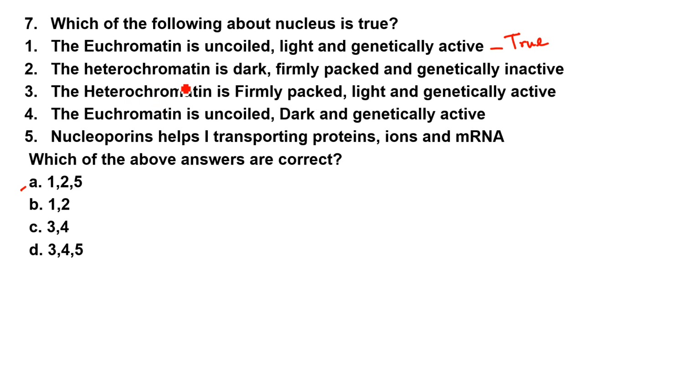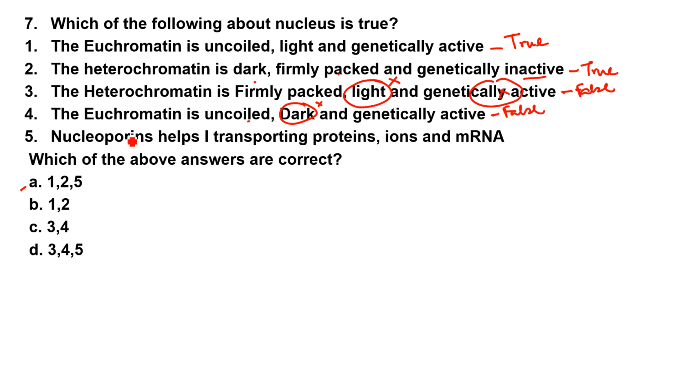Now coming to statement two: heterochromatin is dark, firmly packed, and genetically inactive. This statement is also true. Statement three: the heterochromatin is firmly packed, light. This is wrong. Heterochromatin is not light; it is dark, and it is not genetically active. So this is false. Statement four: euchromatin is uncoiled, dark. It is not dark. It is light, and it is not genetically inactive. So statement four is false.